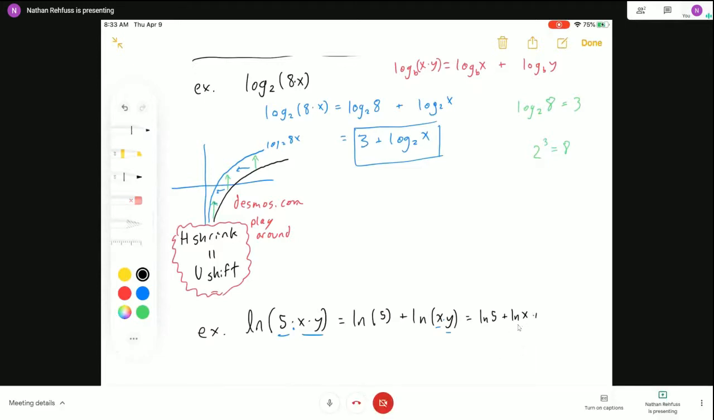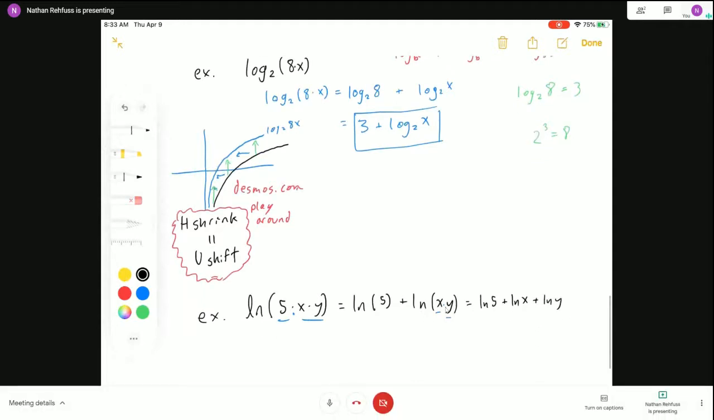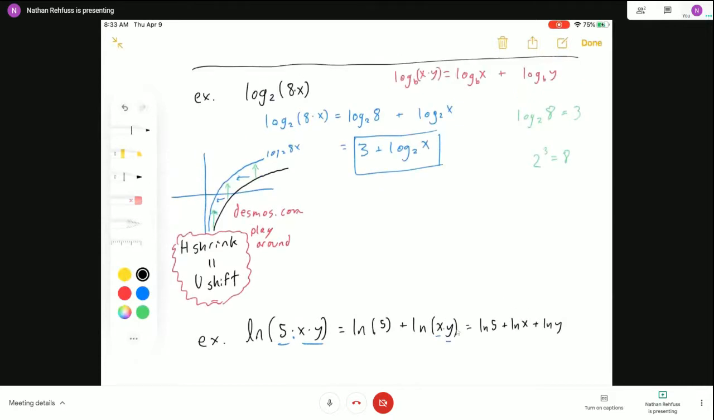When you're applying this property, remember you have to do two things at the same time to make this property work. The multiplication turns into addition, and it goes from the inside to the outside. So it's two things. Multiplication on the inside of the log function is the same as addition on the outside of the log function. Multiplying inputs is the same as adding outputs.